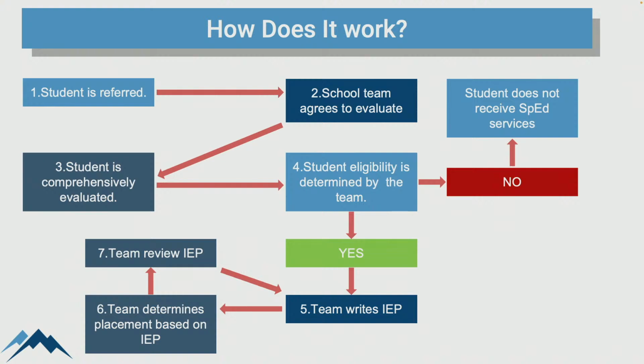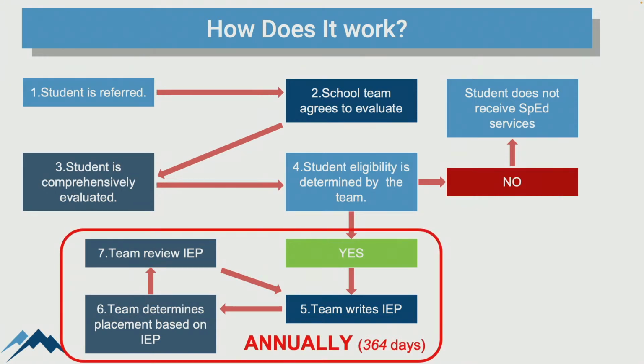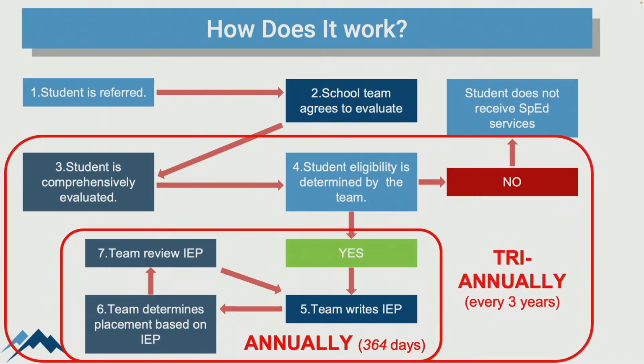If the answer is yes, then the team writes an IEP. Based on that IEP, the team determines what services, location, all this stuff together. They determine placement, and then those services are delivered. Then the team reviews the IEP, and then we write a new one, okay? That process happens annually. Actually, not annually. Every 364 days is what we're required to do. The larger process of eligibility, we're required to determine whether a student is eligible every 3 years.